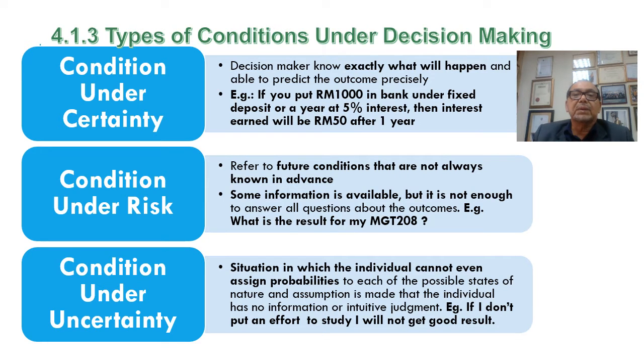Okay, we have types of condition under decision making. So we have the one condition under certainty. Here is a very simple example. You want to invest your money, 1,000, in a bank. The bank said you keep it 1 year, I give you 5% interest, that is $50. That condition is there already, certain.